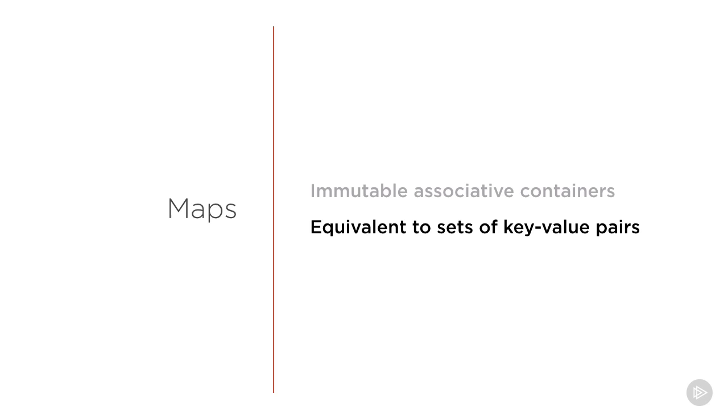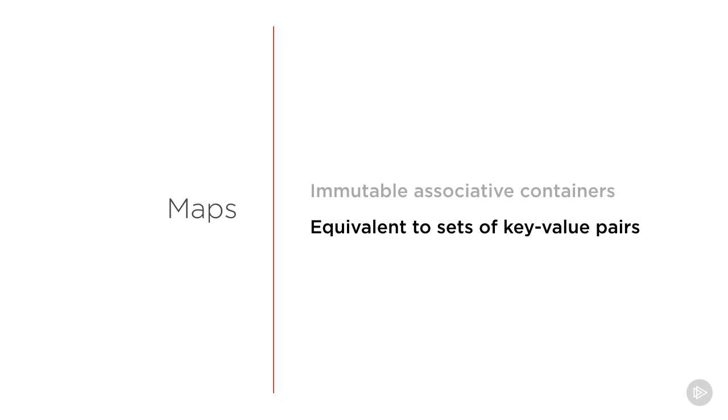Let's talk about maps, which are the second most important type of collection in Scala after lists, of course. Maps, like lists and sets, are a part of the core collections module in Scala. These are immutable associative containers. Associative because they contain key value pairs. In fact, maps can best be understood as a set of key value pairs.